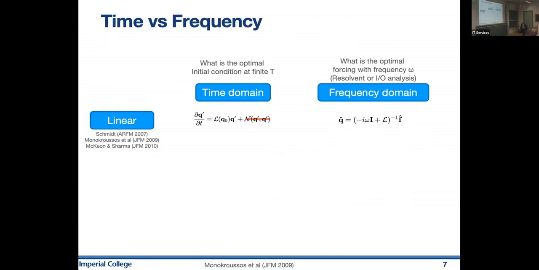And as I said earlier, in a linear framework, the two methods are absolutely complementary. And this has been shown already. I can solve the resolvent problem, so finding optimal volumetric forcings that excite the energy of my flow, or I can solve an optimal transient energy growth problem. So at a finite time t, I calculate what is the optimal initial condition that leads to the maximum energy at this finite time t.